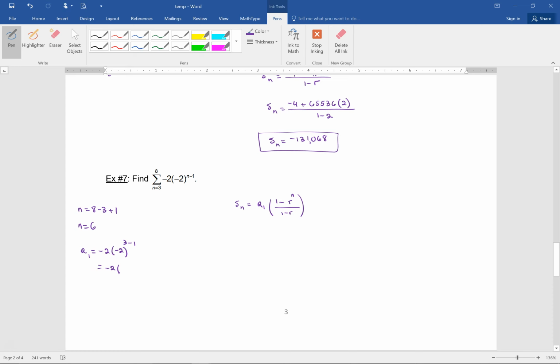Oh, wait. You get a different n. Book publisher issues. Okay. So a1 is negative 8. Now, what about r? Well, r is the term that you're multiplying with each time. This is always going to be your r. That number which is being raised to the exponent is your r.